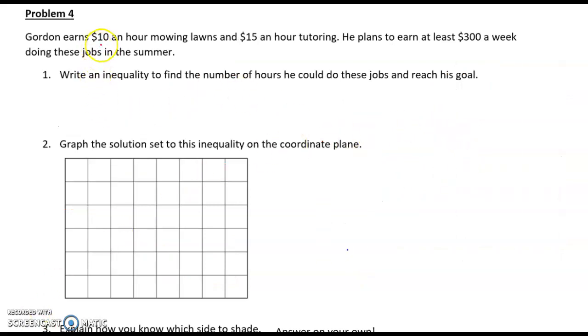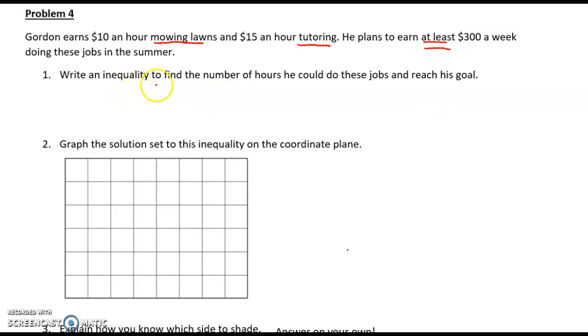All right, so Gordon earns $10 an hour mowing lawns, $15 an hour tutoring. He plans to earn at least $300 a week doing these jobs in the summer. So I'm going to write an inequality here.